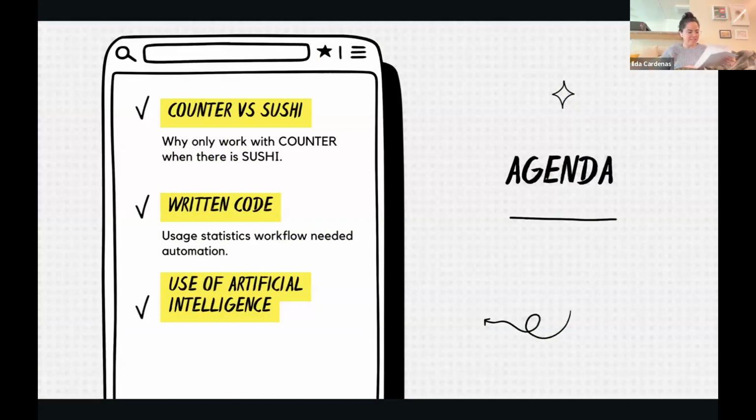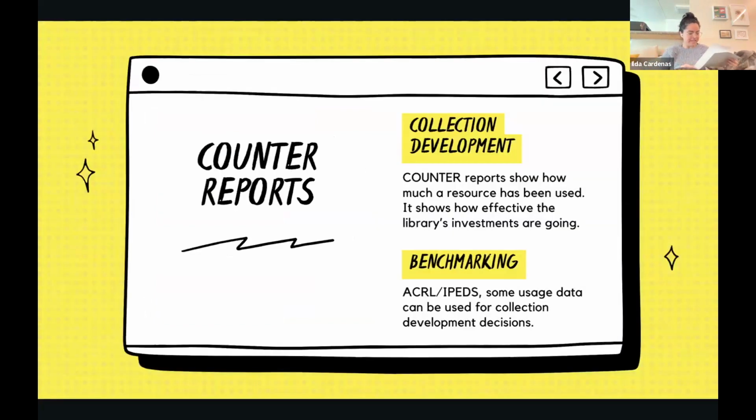And I'll be touching on a few points in my presentation. I will start with the age-old question of whether or not to harvest usage statistics via SUSHI or directly from the vendor. I will show you what code I've written so far to aid in my usage statistics workflow. And I'll end with a discussion about the use of artificial intelligence to write my code. So let's get started.